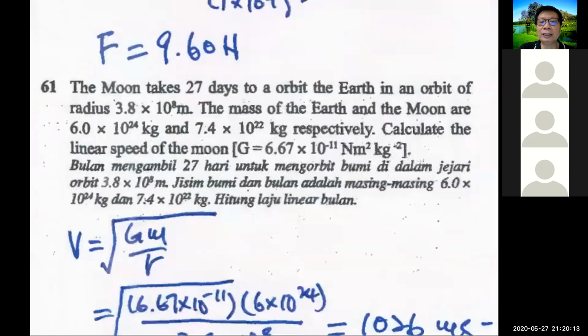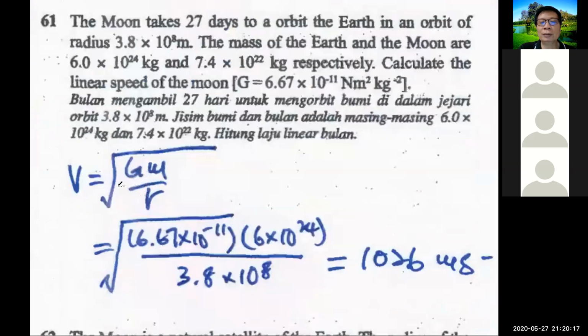Once again, this is the formula: square root of GM over r. G constant value, mass. Now we take the mass of the Earth. You know why? Why take the mass of the Earth? Why don't we take the mass of the Moon? Why?